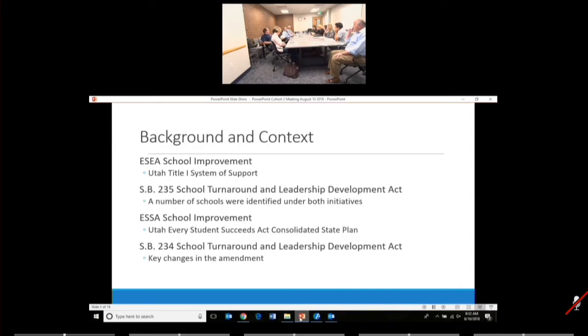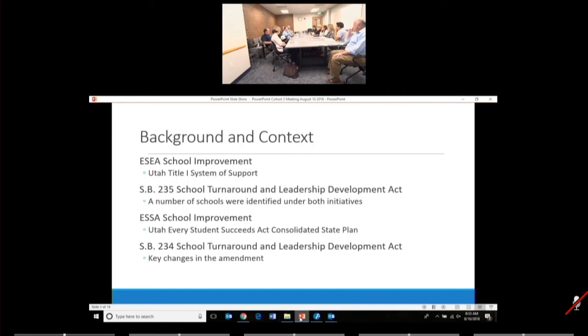USBE, so there's another piece of this. USBE contracts or hires an outside agency to go into the schools identified for school turnaround to conduct the needs assessment and root cause analysis, independent of the provider. So that was a piece that you've gone through this year, you've implemented that, and that was a piece of the law that we followed through with.